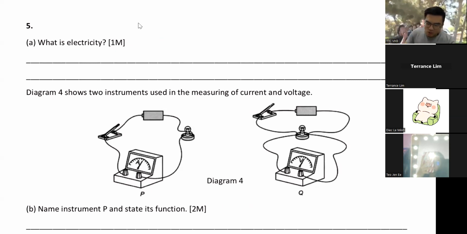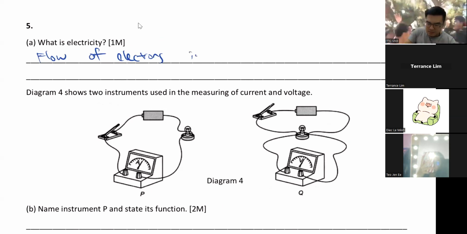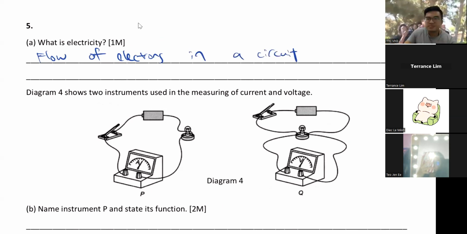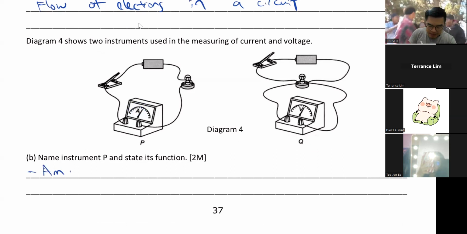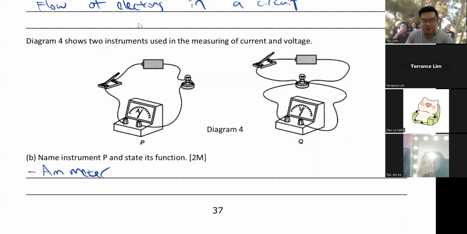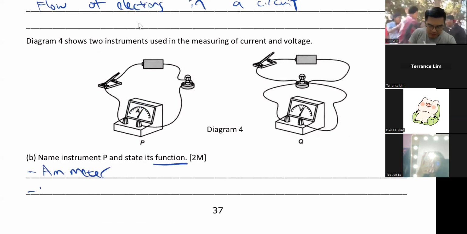Number 5. What is electricity? It's a flow of electrons in a circuit. Okay, in a circuit, they flow. Electron flow. Next, name instrument P and its function. You see, P, there's an A here. So P is an ammeter. We're on page 37, by the way. The ammeter's function is to measure current.